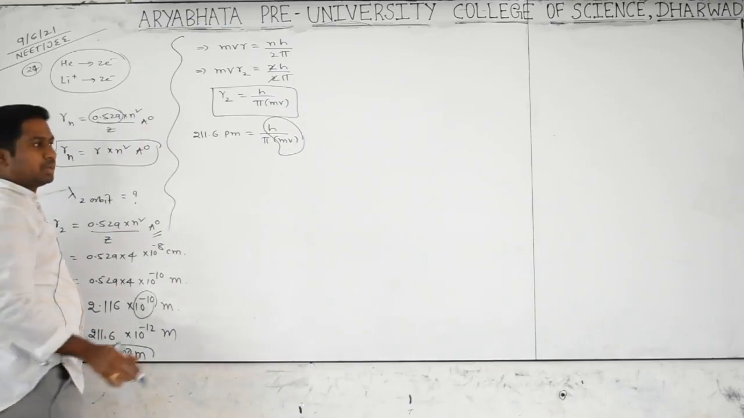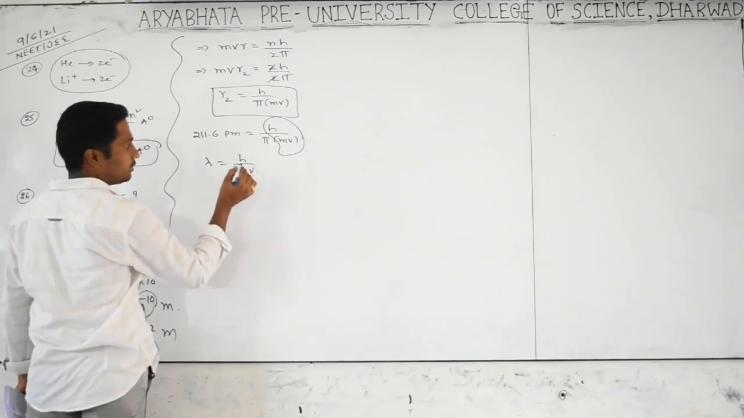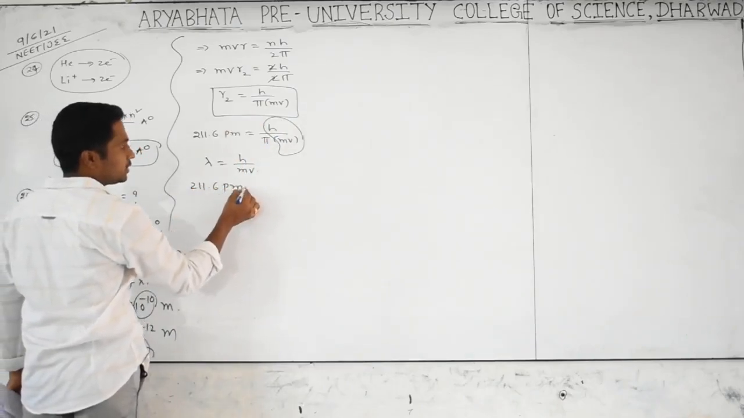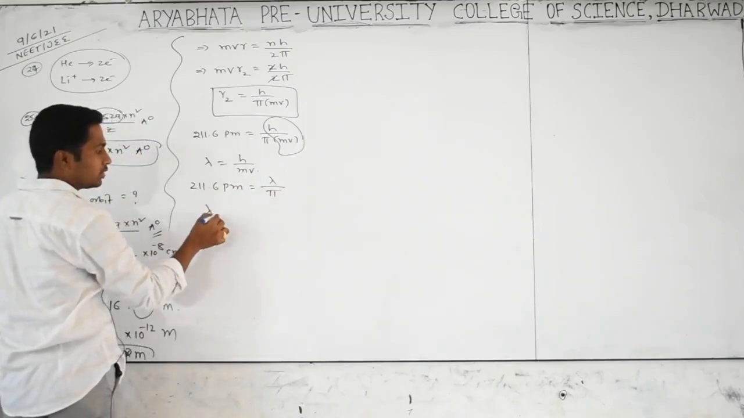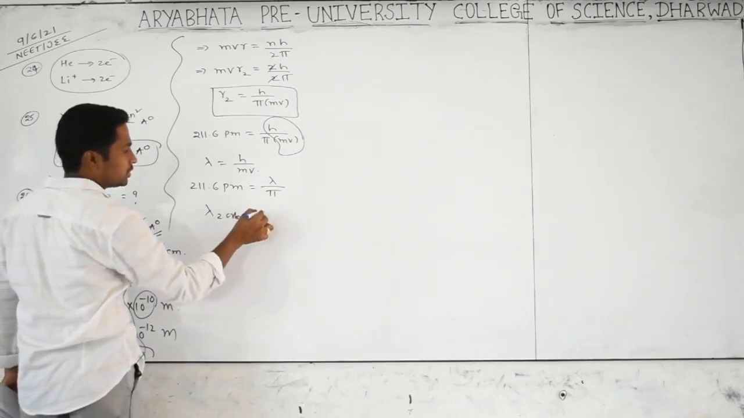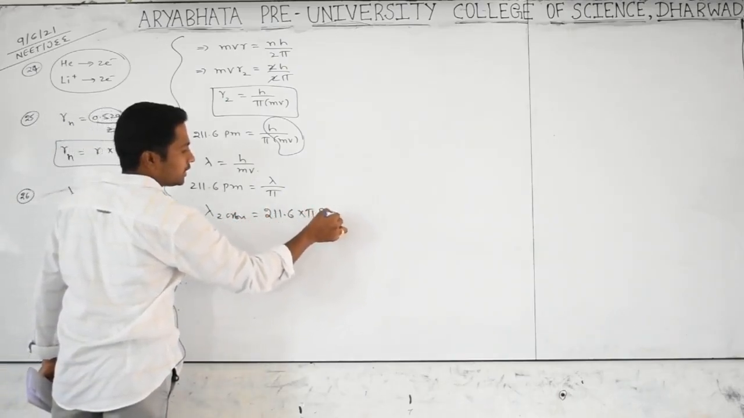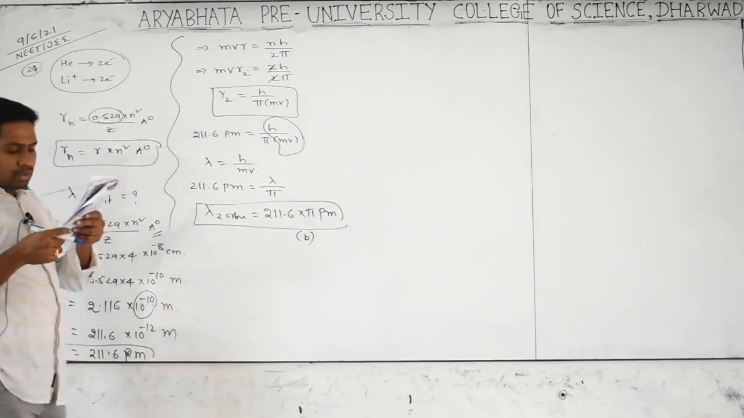You know very well that h by mv is the de Broglie equation: lambda is equal to h by mv. Substitute over there: 211.6 picometers is lambda by pi. So the lambda of electron in second orbit is equal to 211.6 into pi picometers. Check which option it is. I think option B. Yes or no?